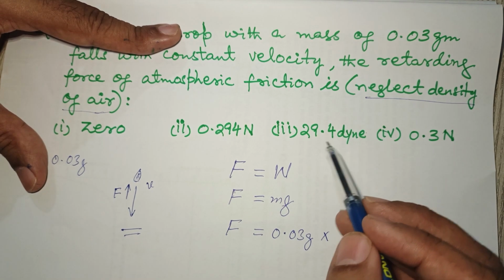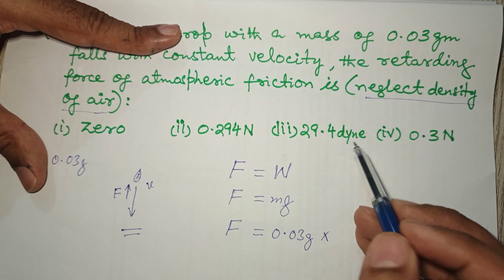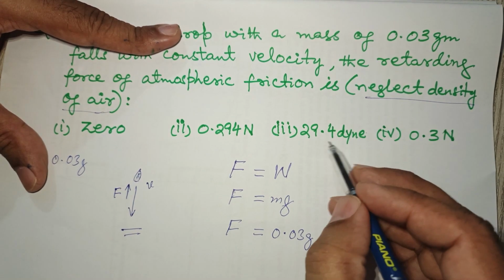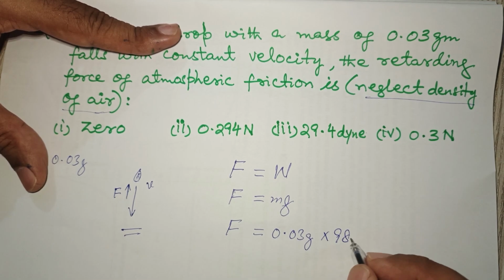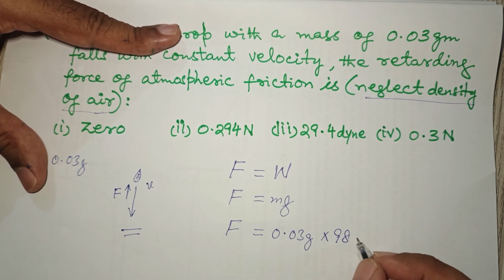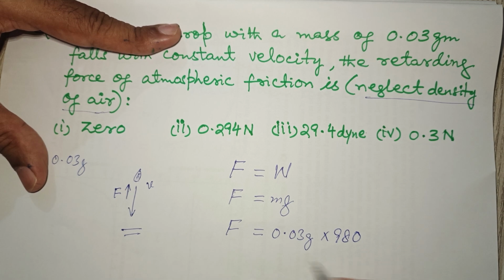So means what? The answer will come out in dyne. So as dyne is in the CGS system, so I will write over here the gravitational acceleration in CGS system, which is 980. So I will get this result.